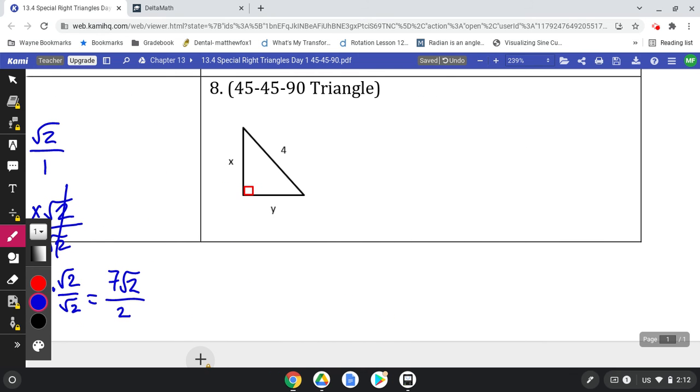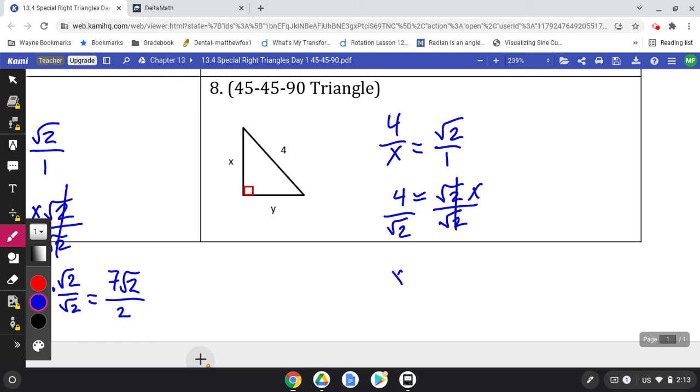One more, and then I'm going to show one Delta Math example. So we do 4 over X. We know X and Y are the same again because they're the legs. 4 is the hypotenuse. Since it's the hypotenuse, we put square root of 2 with it. Since X is a leg, we put 1 with it. Cross multiply. 4 equals square root of 2x. Okay? Divide by the square root of 2. You'll get x equals 4 over the square root of 2.